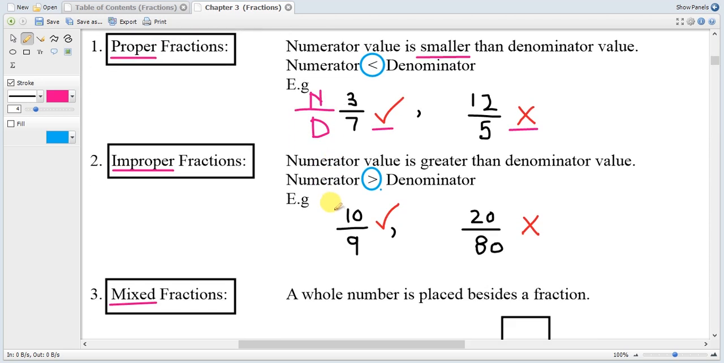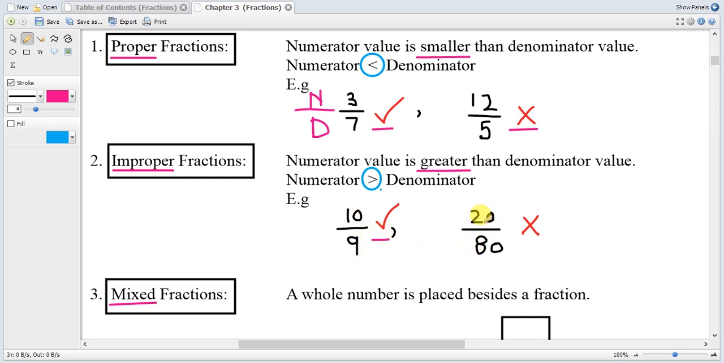Okay, next, improper fraction. An improper fraction is a fraction in which your number at the top, which is your numerator value, is always greater or bigger than your denominator, right? So the number at the top is always bigger than the number at the bottom. So this is 10 over 9. Yes, 10 is bigger, 9 is smaller. So yes, this is your improper fraction, right?